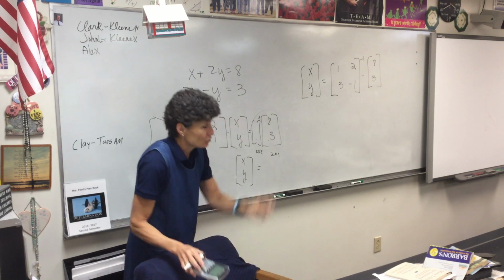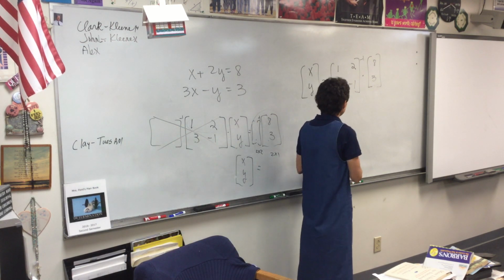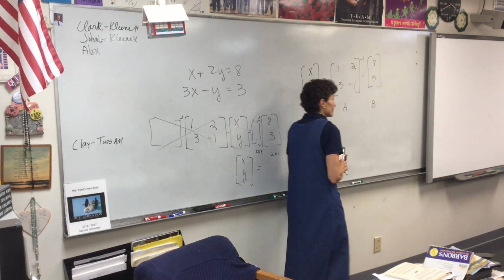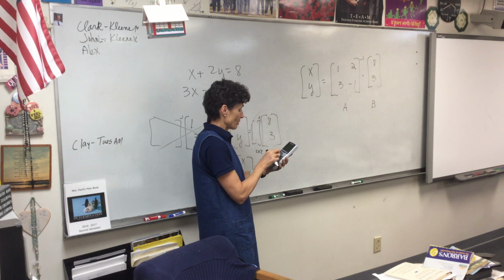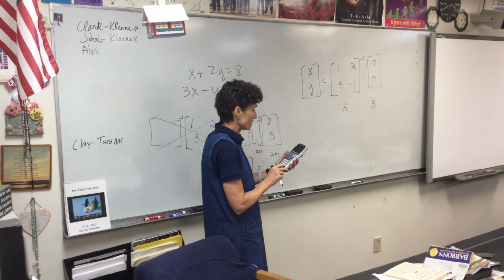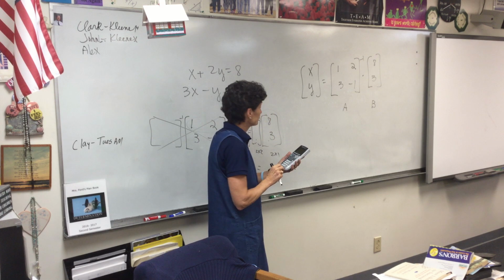Okay? We're going to put two matrices in now. We're going to put this matrix in. We'll call it A. We're going to put this matrix in. We'll call it B. Alright? We're not doing the inverse yet. We're just putting in the matrix. So go into your matrix menu, across to edit. Matrix A is 2 by 2.